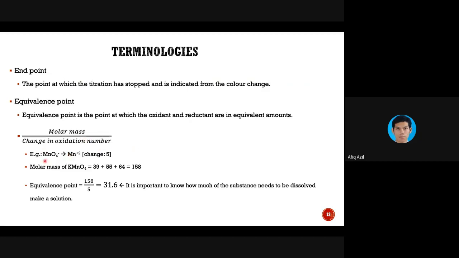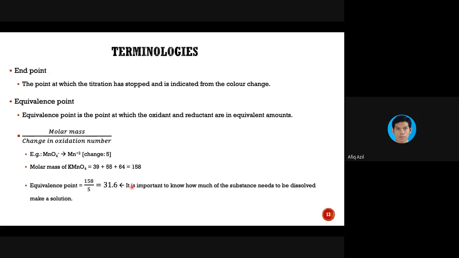For example, we have this oxidizing agent of manganese. So for manganate, this one from positive 7 to positive 5, there is a difference of 5 in terms of the oxidation number. From positive 7 to positive 2, change 5. So this number 5 will be put over here, and the molar mass is based on the molar mass of potassium permanganate. So the equivalent weight will be equal to 158 divided by 5. You're going to get this value, which is 31.6.